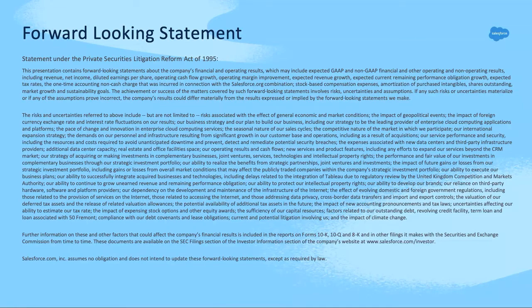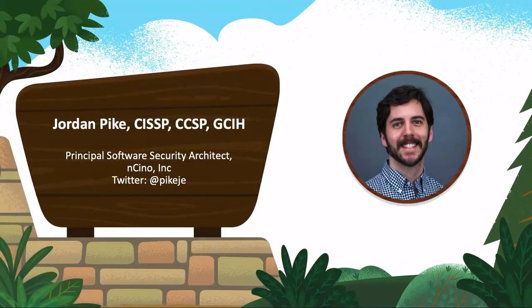Forward-looking statement, don't make any buying decisions on what I'm gonna talk about. I don't have anything that is forward-looking, although you should take the knowledge into the future and use it. Hopefully it makes you money, but don't use it to buy anything.